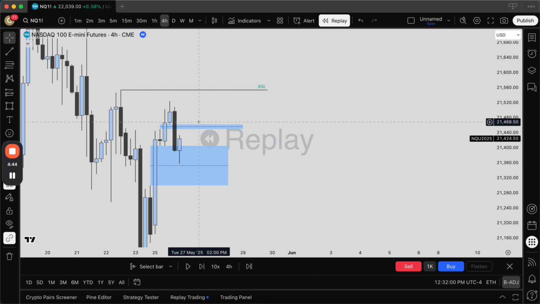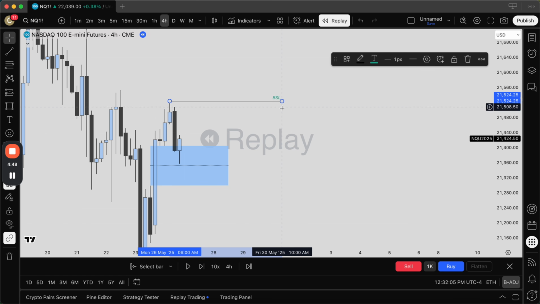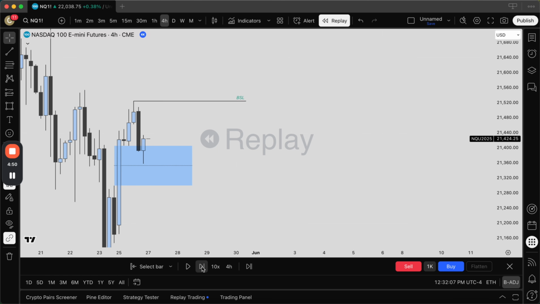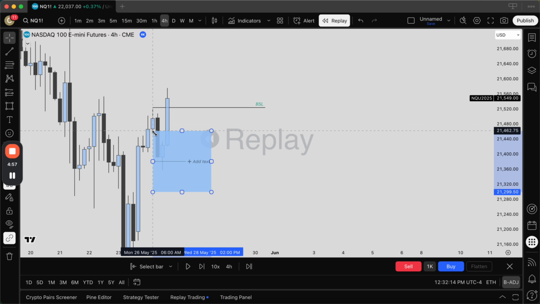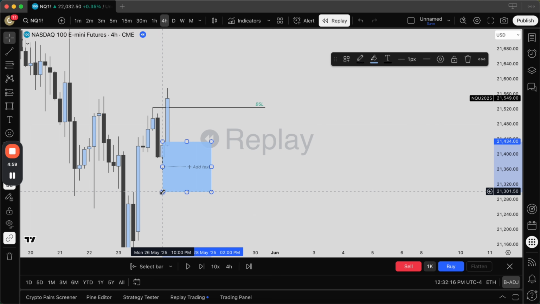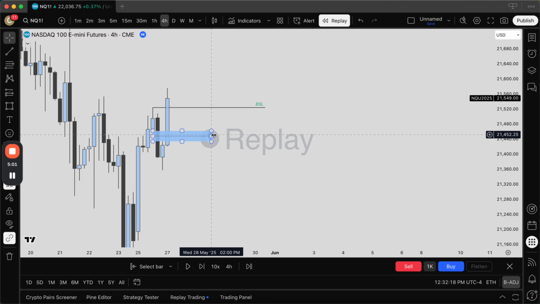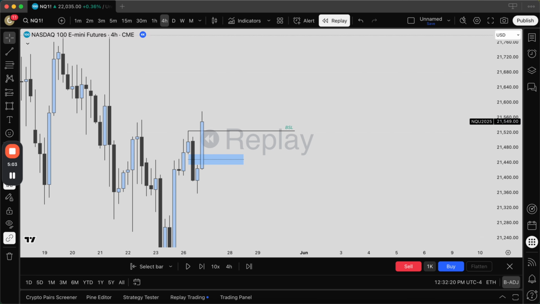We respected that CE. So right now my draw would be this high. This would be my draw on liquidity. Let's see what happens. And as you can see, we inverse this 4-hour bearish fair value gap, right? And we take this liquidity. So, and we displace through that high.